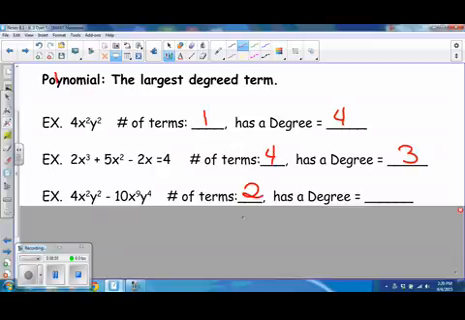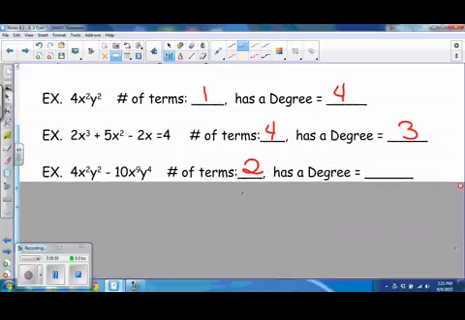Now, for the degree, it's the highest degree term. So, what is the degree of this term by itself? 4, because 2 plus 2 is 4, right? What is the degree of this term? 13. The higher one is the degree of the polynomial. So the polynomial has a degree of 13.